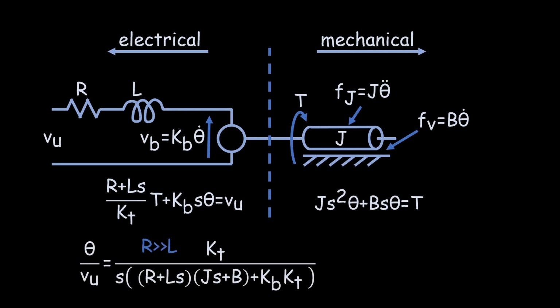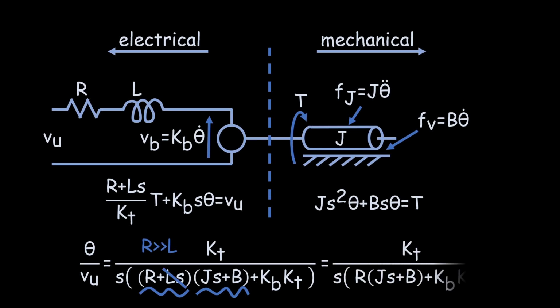Since the inductance is smaller than the resistance, and the electrical system's response is much faster than the mechanical system's response, further simplifications can be made. However, the drawback is that obtaining a complete model of the system is quite challenging. Therefore, I personally recommend beginners use the second method.